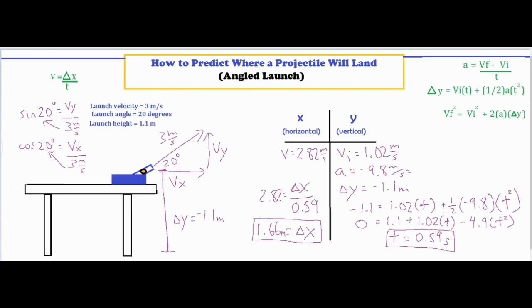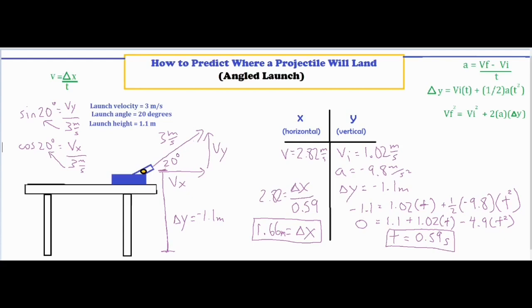Okay, so if I were to measure exactly how far that was from the table, I'd probably use something like a string with a weighted object from the bottom to see exactly where the edge of the table is, and then measure 166 centimeters out, or 1.66 meters out.